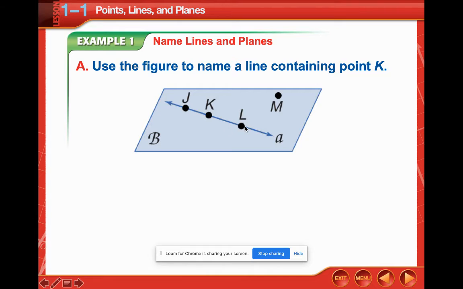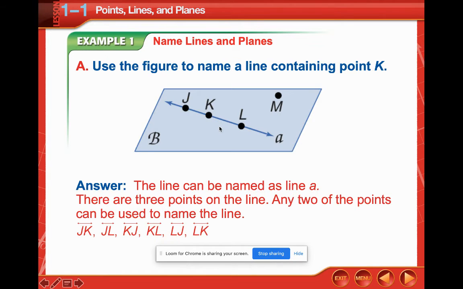There are a bunch of different ways to name this line. Number one, you can see the script lowercase letter next to the line, meaning it could be called line A. Not only line A, but it could also be called by any 2 points that are on it. So you could call it line JK, line KL, or line JL, or KJ, KL, or LJ. A lot of different ways to name this line. Any of those would work.